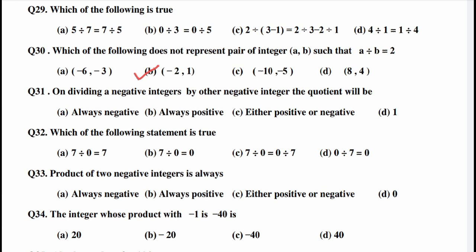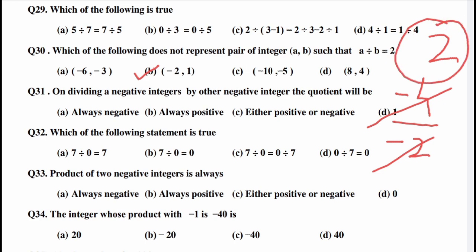Question number 31. On dividing a negative integer by another negative integer, the quotient will be. For example, if I take both integers negative, what will be the quotient? Yes, it is positive 2. So here the options are A always negative, B always positive, C either positive or negative, D 1. So the answer is always positive.